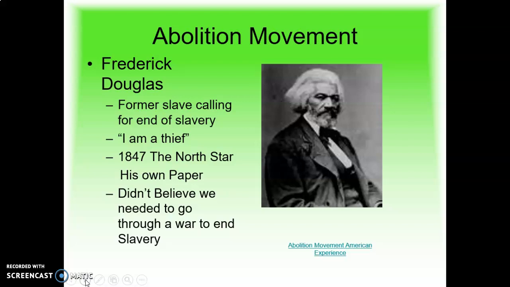Because slavery was ended in Britain in 1833, and it was ended with a law. You just passed an act. You passed a law, and it ended slavery.